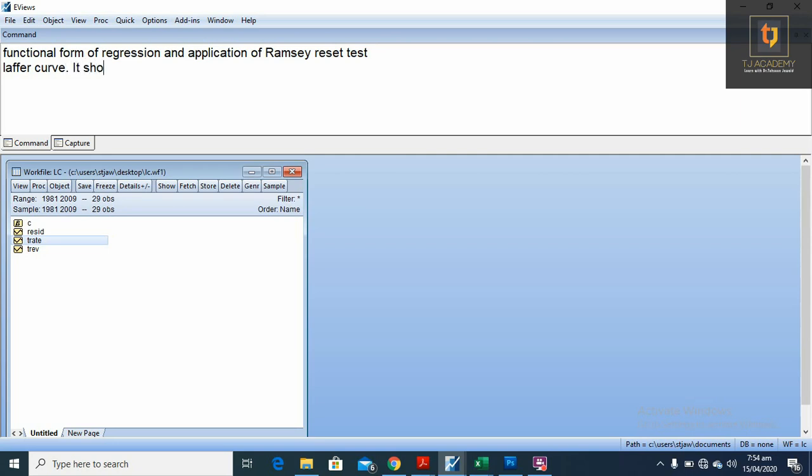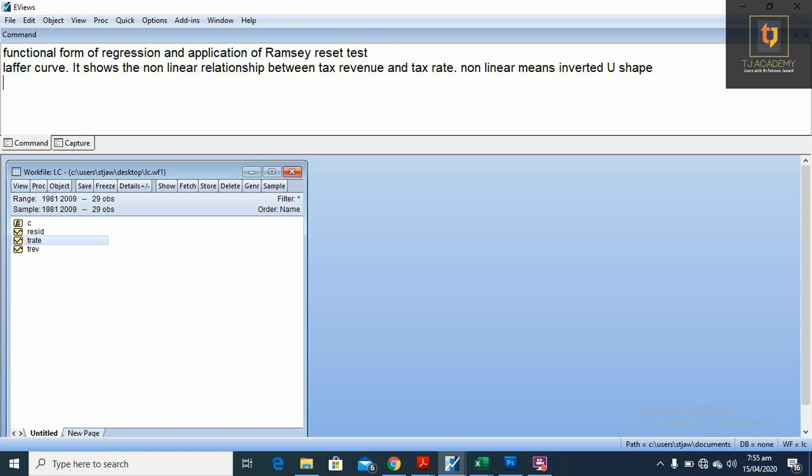It shows the non-linear relationship between tax revenue and tax rate. Non-linear means inverted U shape here.